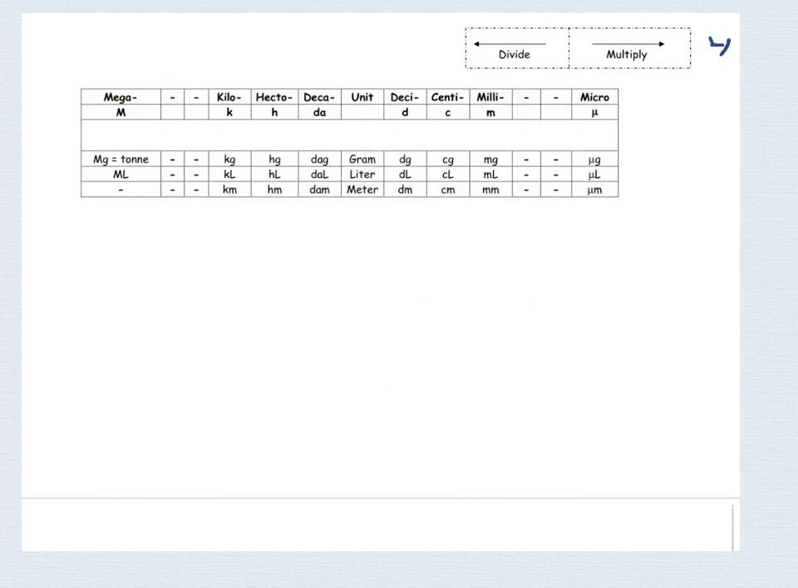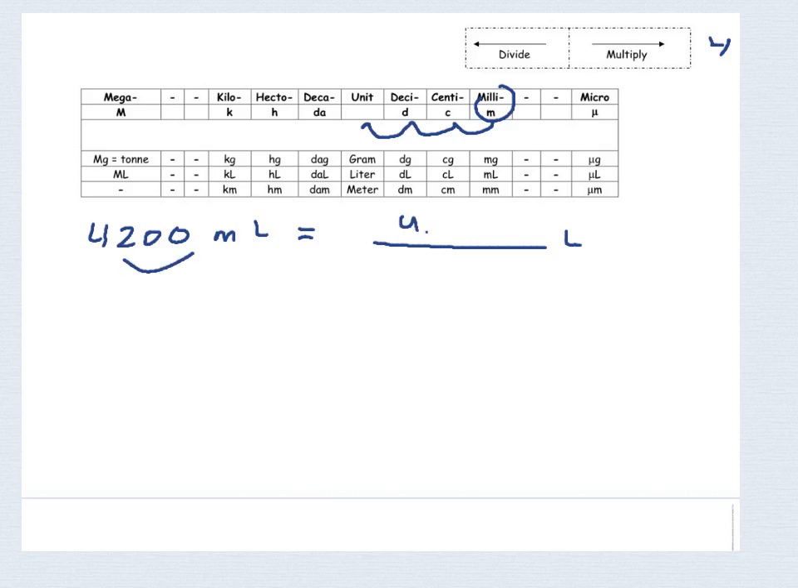You're going to see a lot of questions involving capacity or volume in liters. Very common conversion. Say you had 4,200 milliliters of beer, and you wanted to know how many liters of beer that was. To do the conversion, you need to know that you're going from milli and you want to go to the unit. 1, 2, 3. 1, 2, 3. Places to the left, you're going to get a smaller answer. 1, 2, 3, 4.2 liters.